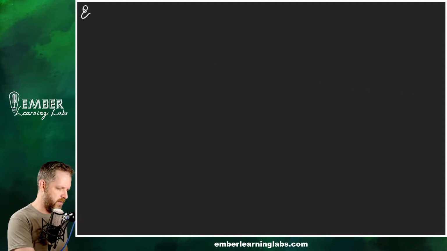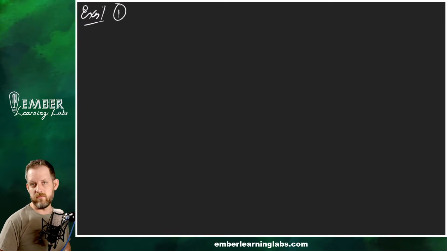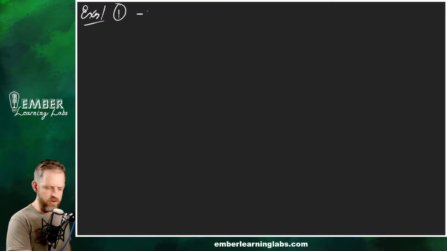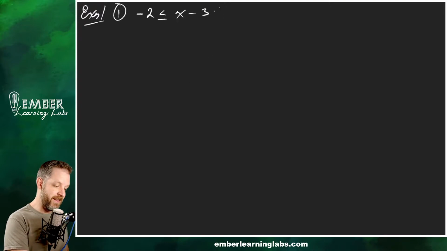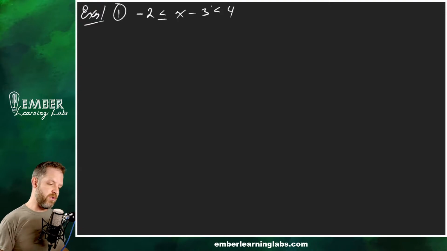All right, so we're going to do some examples. Example 1. We're going to do negative 2 is less than or equal to x minus 3 is less than 4. So see, we've got a compound inequality. We've got inequality and inequality. So the way we solve this one is actually a one-step compound inequality.